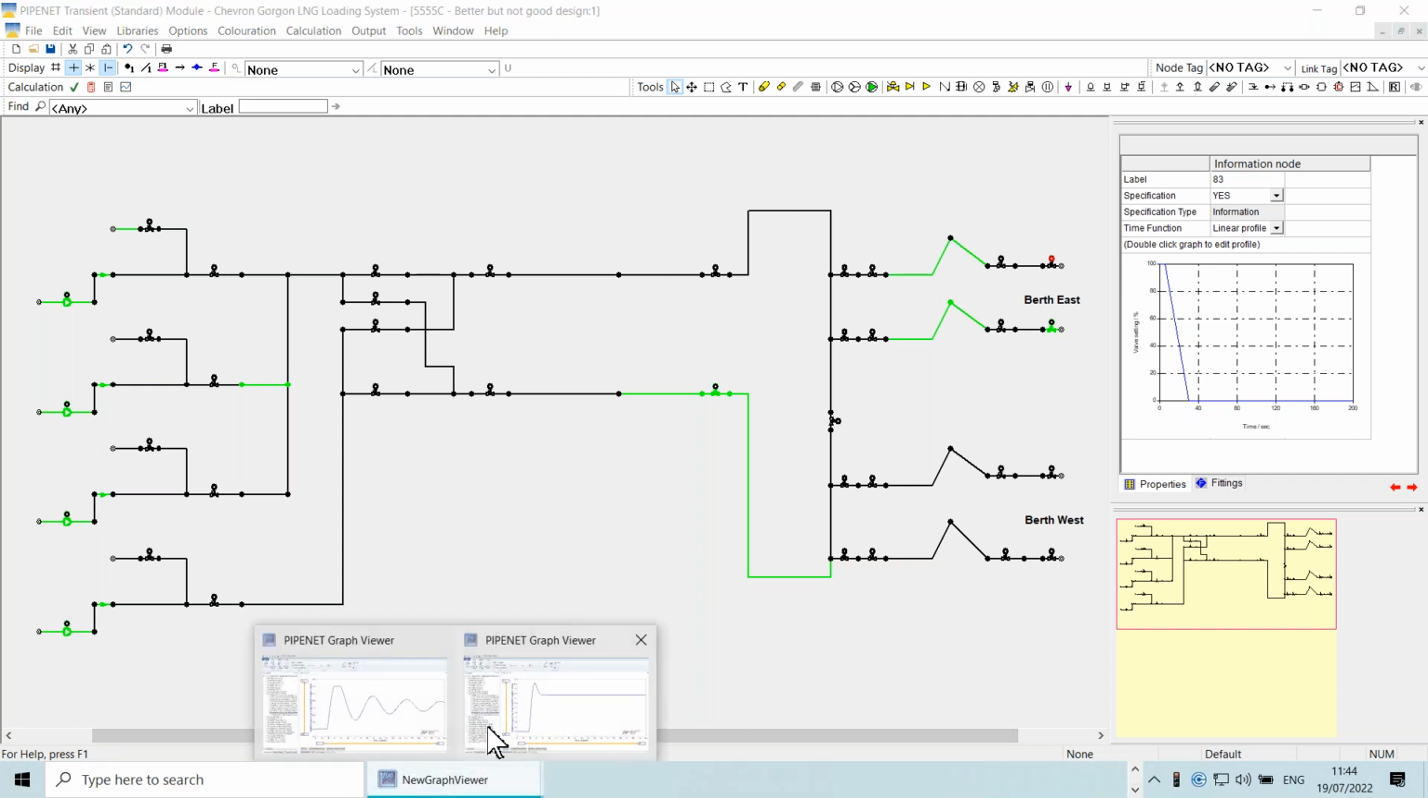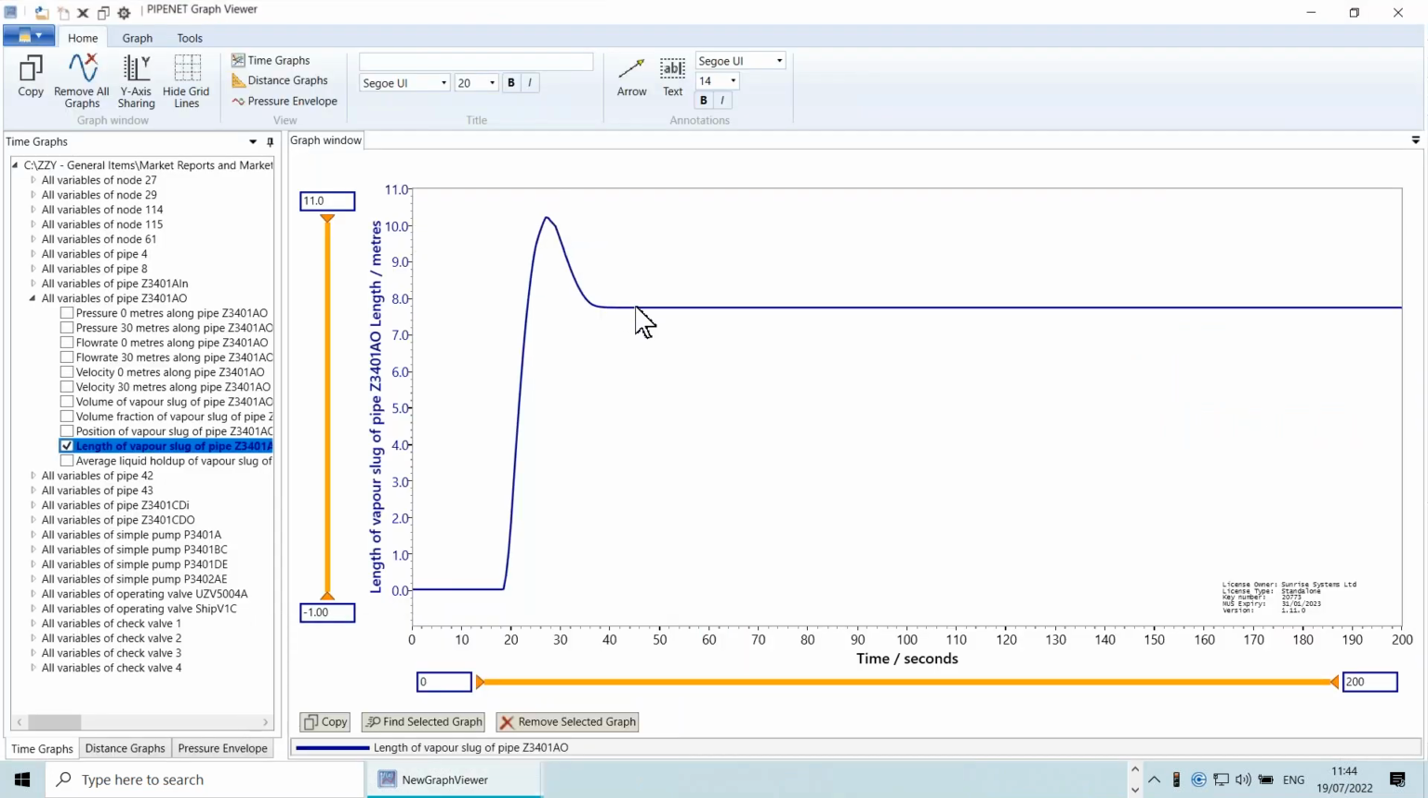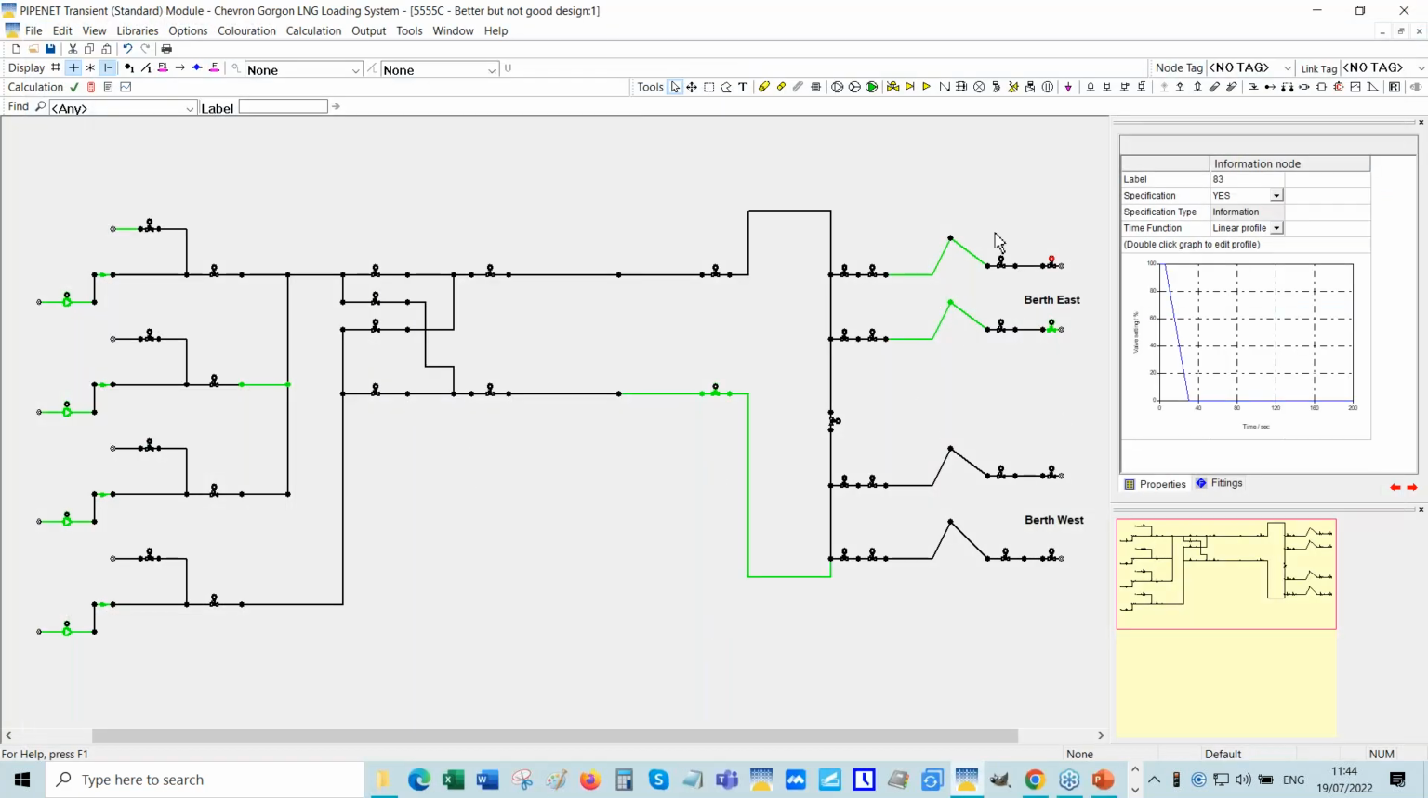Nevertheless, it doesn't completely eliminate the problem because there is a certain amount of cavity that forms that gets trapped in the system. So it's better than leaving everything open downstream, but it's not a perfect solution.